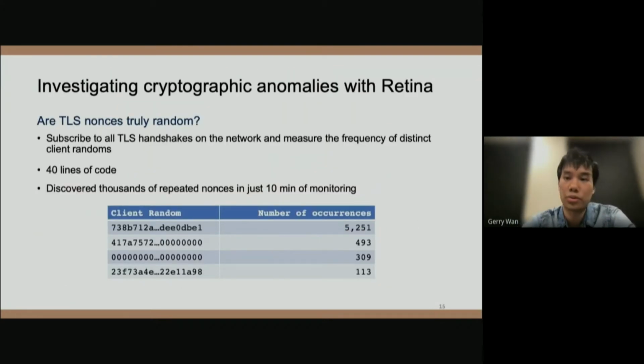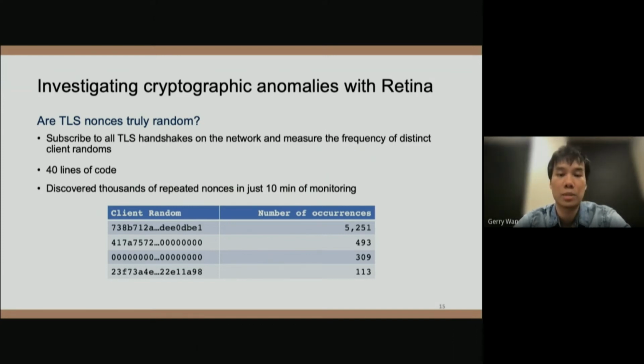At this point, we know that Retina is able to support high network speeds and provides a simple interface for users to perform traffic analysis. So what are some things that we can do with Retina that we couldn't do before? One example is investigating cryptographic anomalies that can only be detected through large-scale passive network analysis. TLS traffic makes up a large fraction of the internet today, and part of the handshake protocol involves the client sending a 32-byte nonce called a client random.